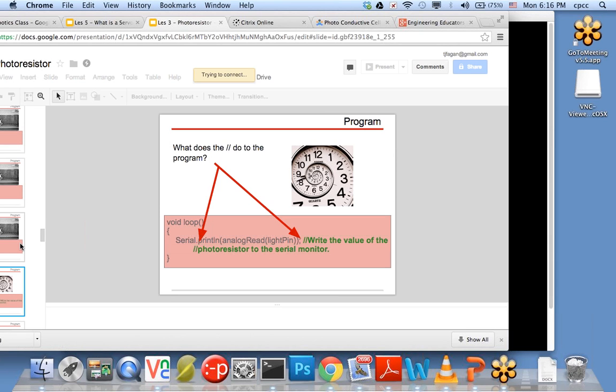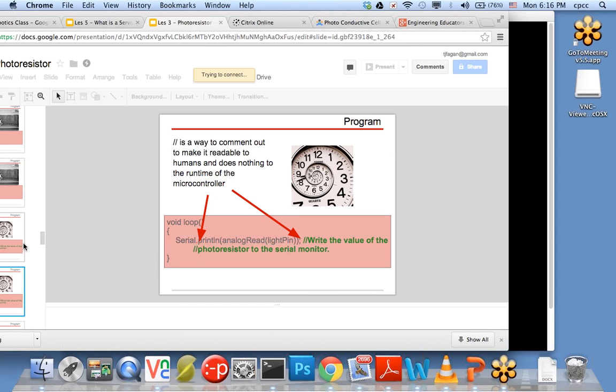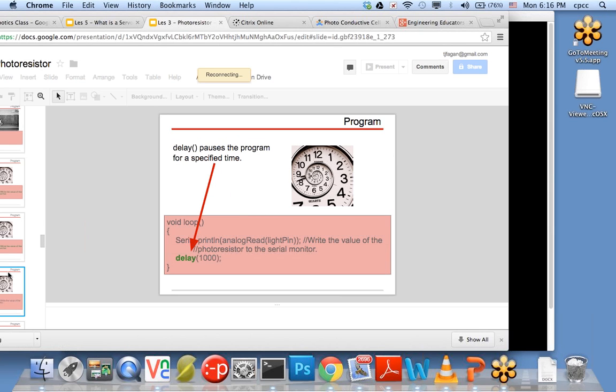This is void loop. Serial.println analogRead lightPin. Make sure you put your braces in there. And again, the light pin now refers to the integer contained in the light pin. So again, we had 0 in, and that's what we will be using, our A0 on our breadboard. Notice the parentheses. So again, notice the parentheses for this.